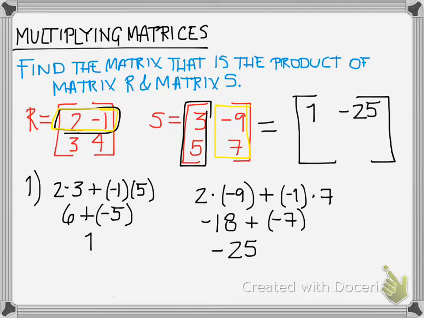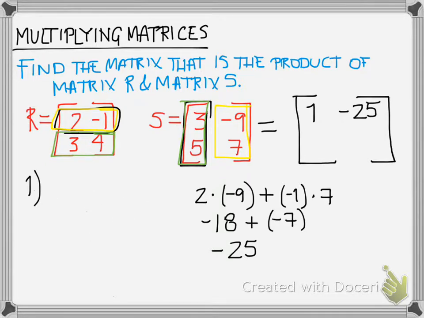And then we're going to just continue this over and over again until we have our third and fourth spot. So, as you can imagine, our next step is going to be taking our second row and multiplying that by our first column. So, let me erase this. So we have 3 times 3 plus 4 times 5, which is 9 plus 20, which gives us 29.